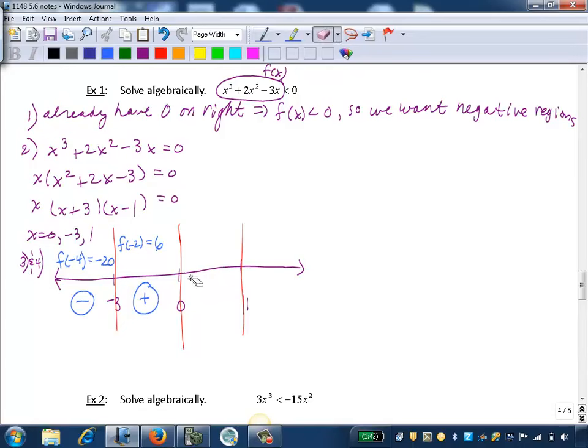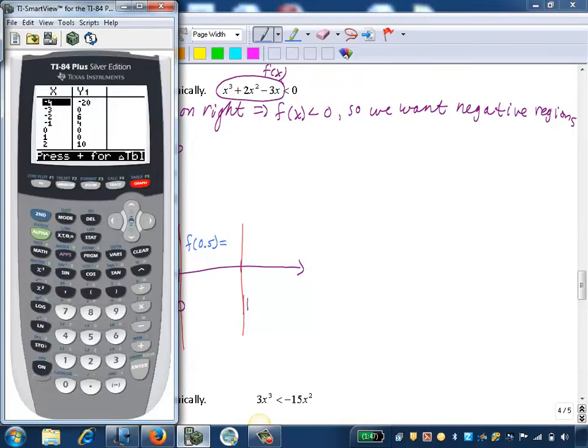Now we want to look between 0 and 1. So any number between 0 and 1, so you need a decimal or a fraction. I'm going to use 0.5. So I want f of 0.5. Now on our table, I'm not counting by 0.5s, I'm counting by whole numbers.